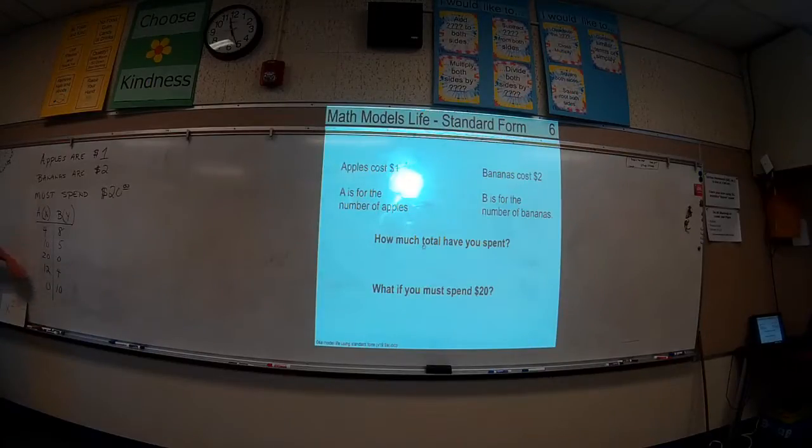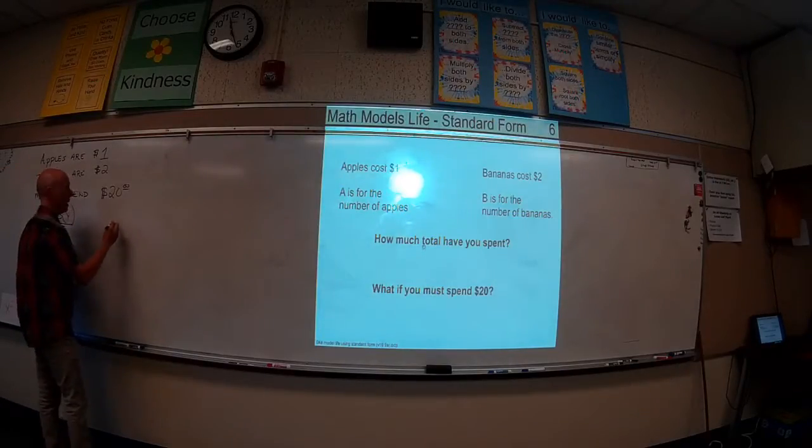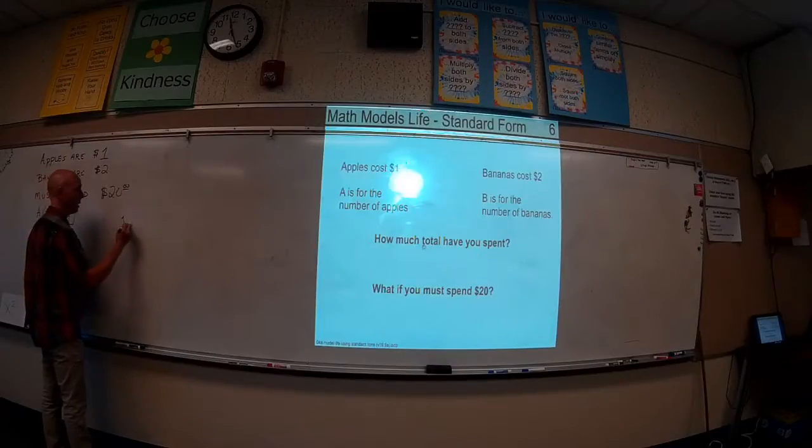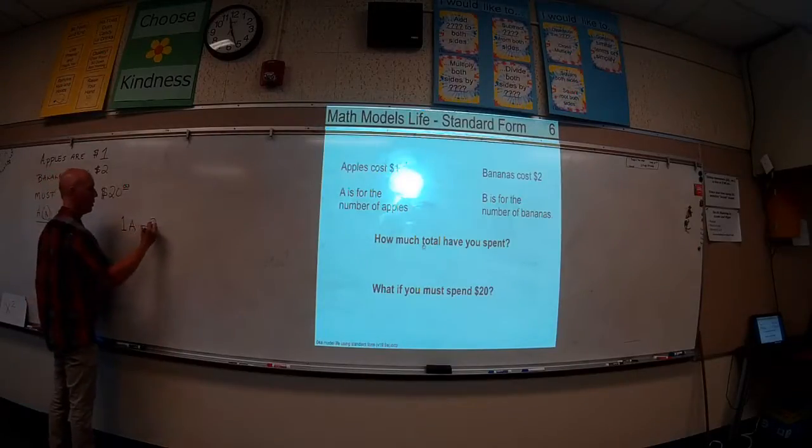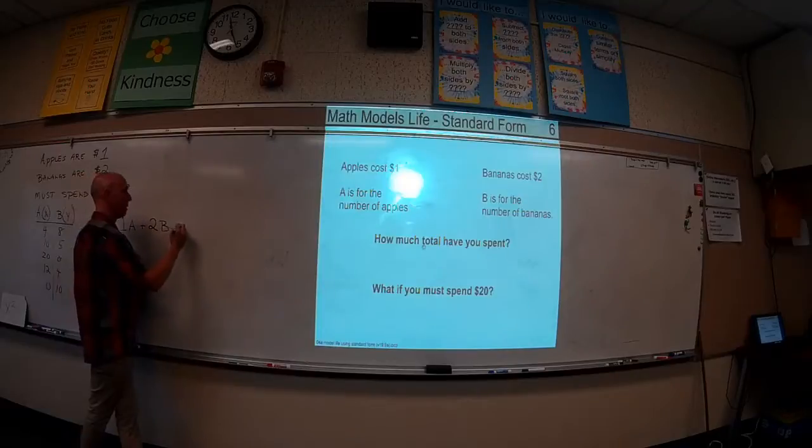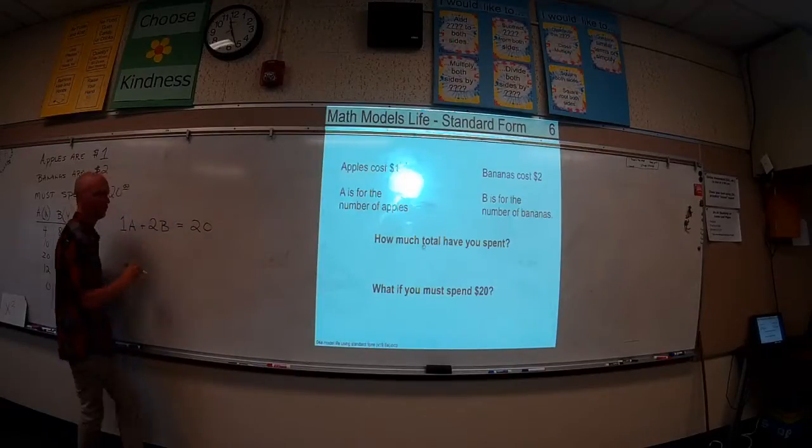Can you see though that we could guess and check like you guys just did? But what we're going to do is convert this into an equation, and we're going to graph the equation, and we'll see all of these guys pop up in the graph. So here's my equation: 1 times A plus 2 times B equals 20.